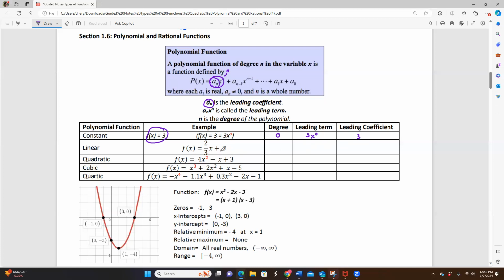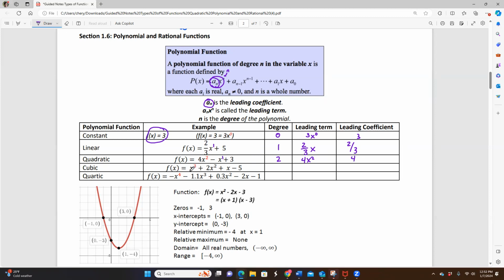That's a unique example. Let's look at a linear function like f of x equals 2/3 x plus 5. Here, the highest degree we see on x is 1, so it's a linear function. The whole leading term is 2/3 x, and the leading coefficient is the number in front, so just the 2/3. In a quadratic function, my degree is 2 because the highest exponent is 2. The leading term is 4x squared, and the leading coefficient is just the 4.